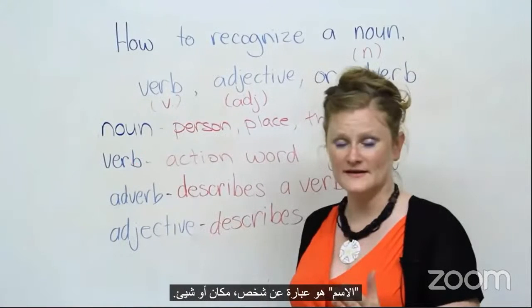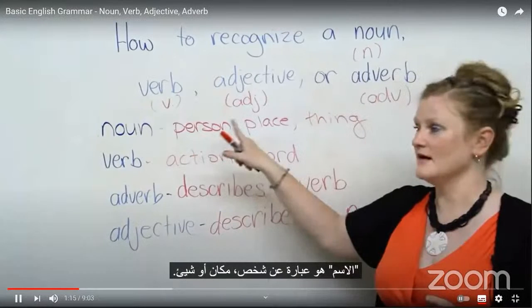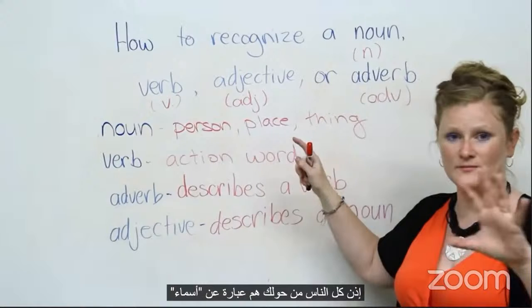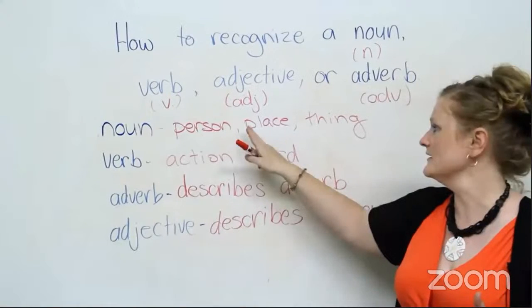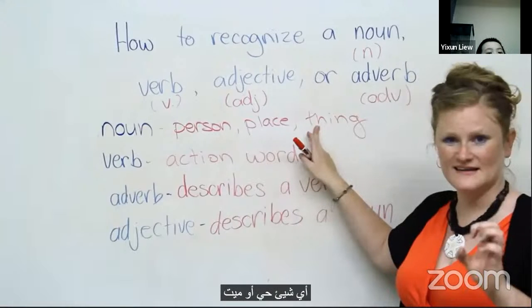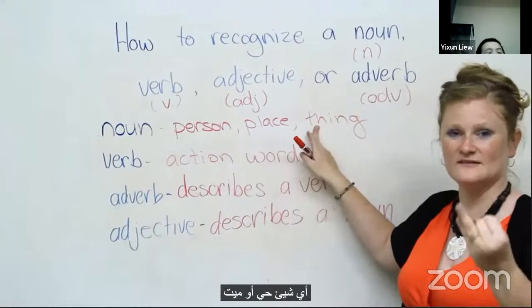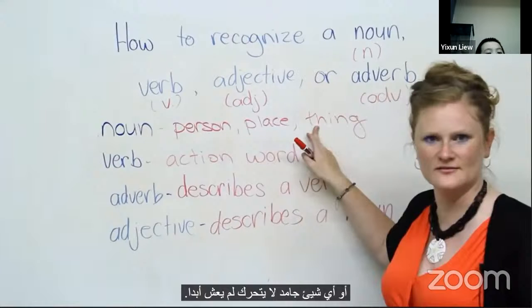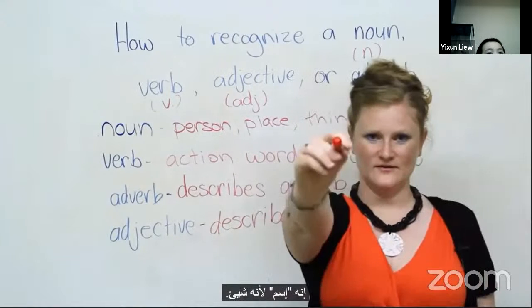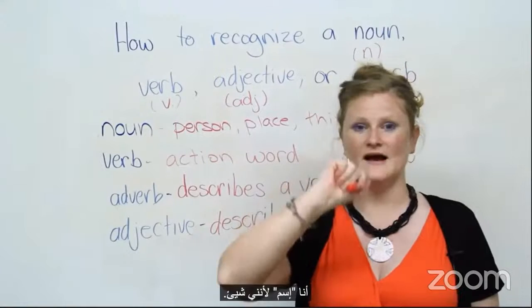The very first one is a noun. A noun is a person, a place, or a thing. So people, all the people around you are nouns. A place, city names, country names, and things. Anything, living or dead, or an inanimate object that has never lived, like this marker, is a noun. It's a thing. I am a thing. I am a noun. Okay?